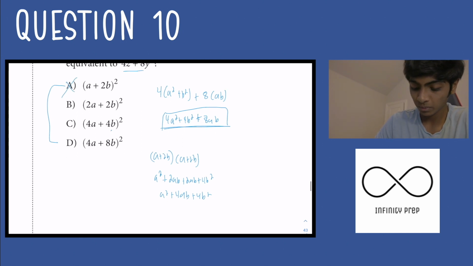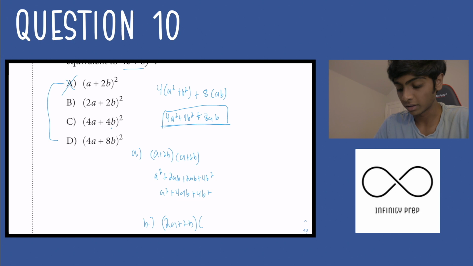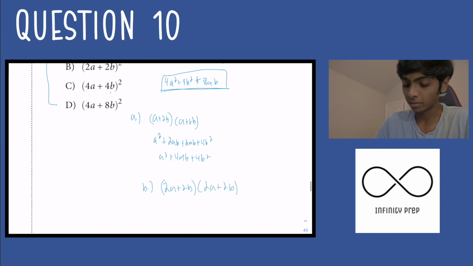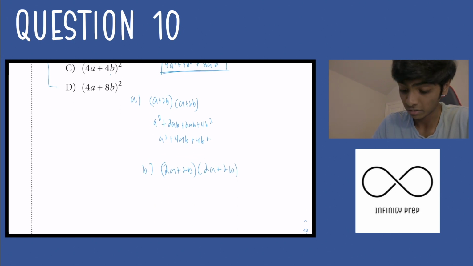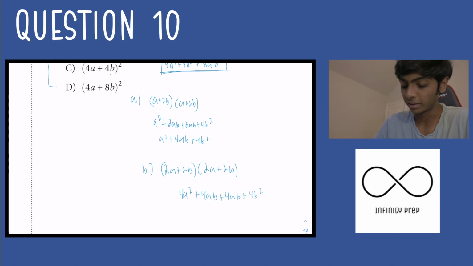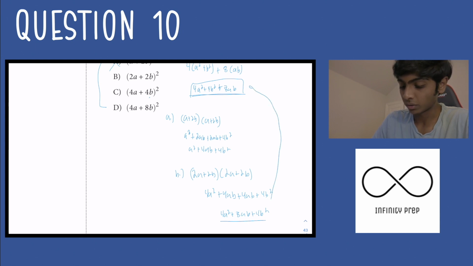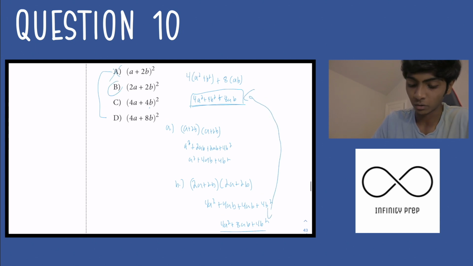We'll go on to b. I don't want to get confused, so I'll just label these. So 2a plus 2b squared is just going to be times itself. And let's do the math. So 2a times 2a is 4a squared, and then 2a times 2b is plus 4ab, and the same thing again, plus 4ab plus 4b squared, and that gives us 4a squared plus 8ab plus 4b squared. And as we can see, this does match up with our answer here, so that is the right answer. So number 10 is B.